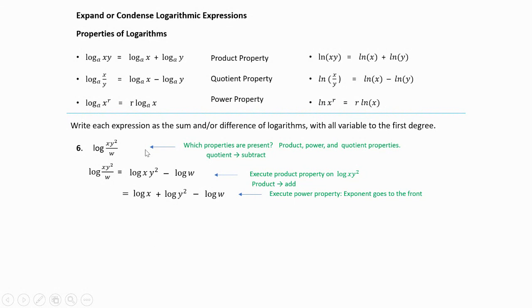So for the power property, the exponent, here on the rule, must go to the front. Goes to the front. That's your expression simplified.